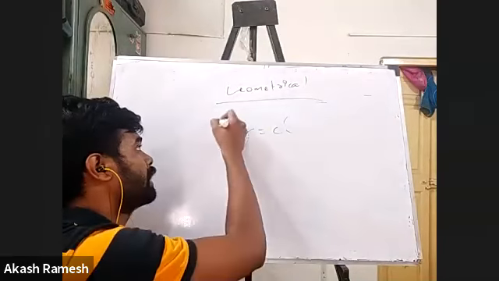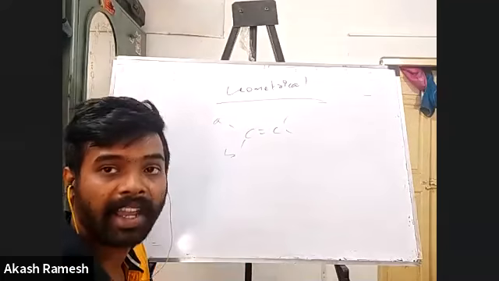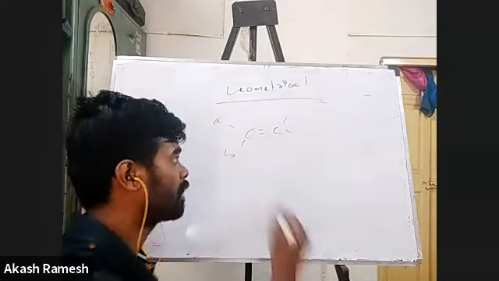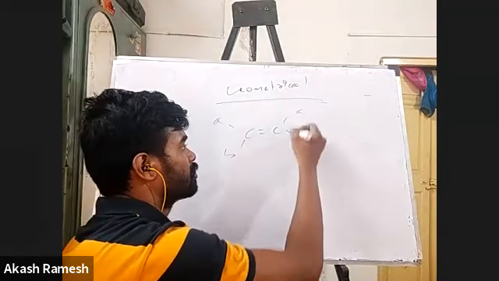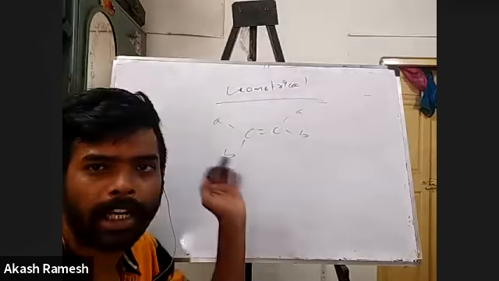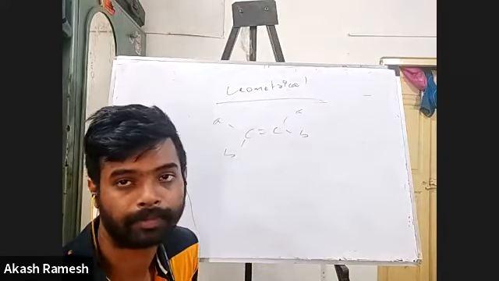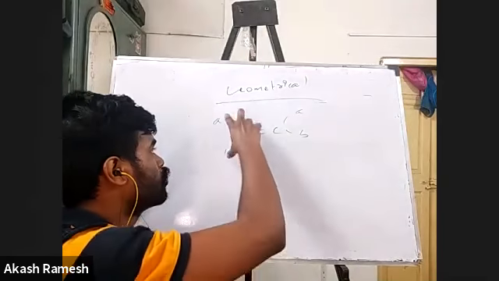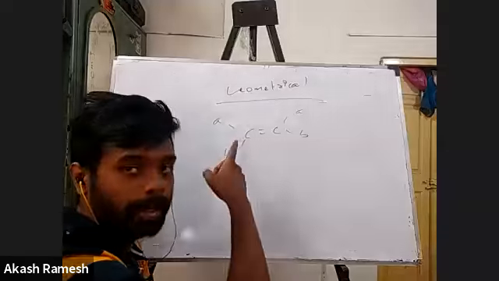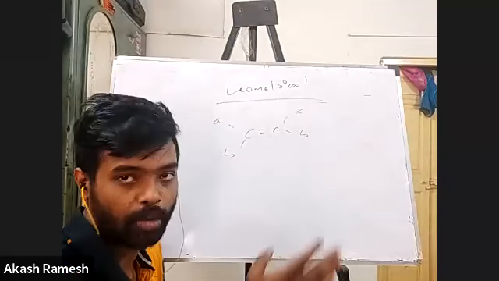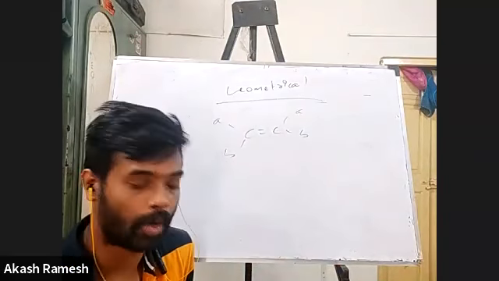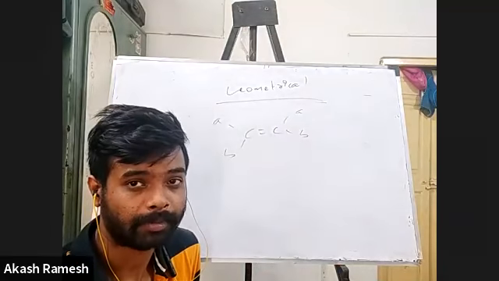Say if this is A, this should be B. I cannot have A and A, right? Same way, if this is A, this should be some other group. Or I can even have four entirely different groups, no problem. I can have A, B, C, D. But these two groups, this and this, should be different, and this should be different. That is very important.